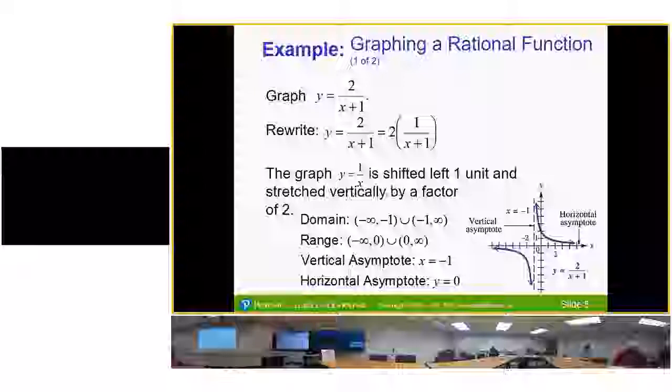Same thing with 0. I meant range. The vertical asymptote and the horizontal asymptote will always be the exclusive part of your domain and range. The part with the parentheses. Okay?